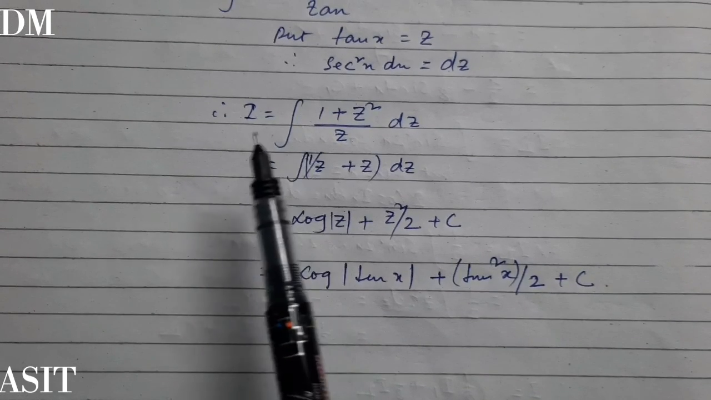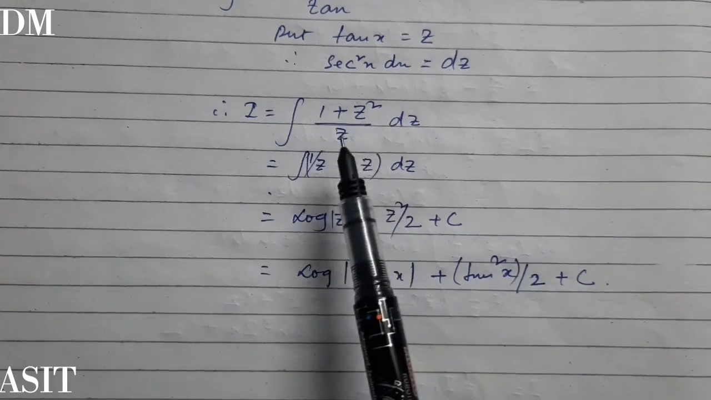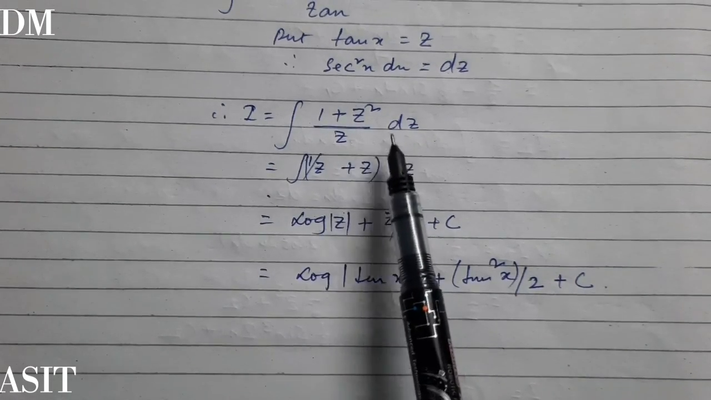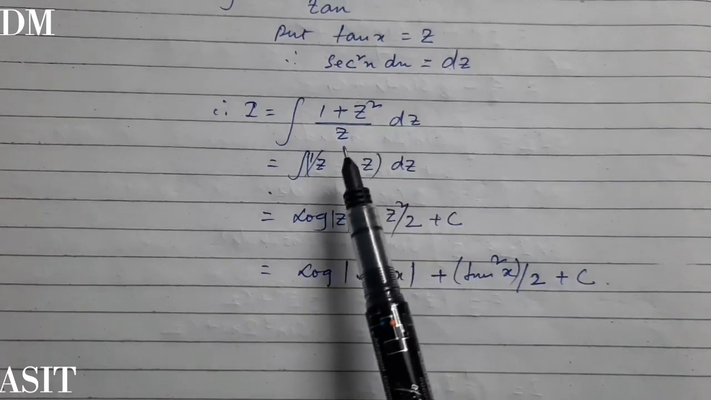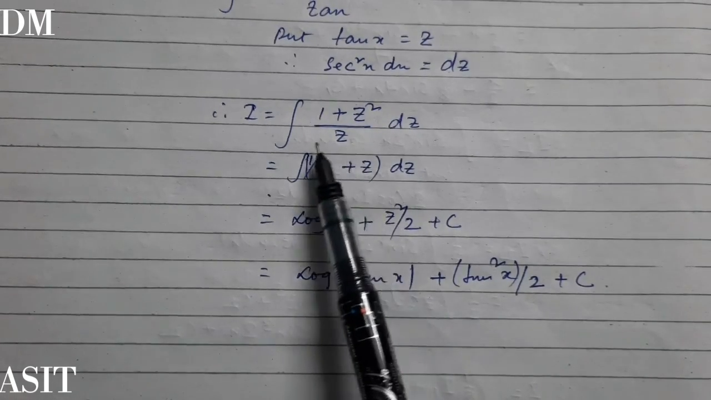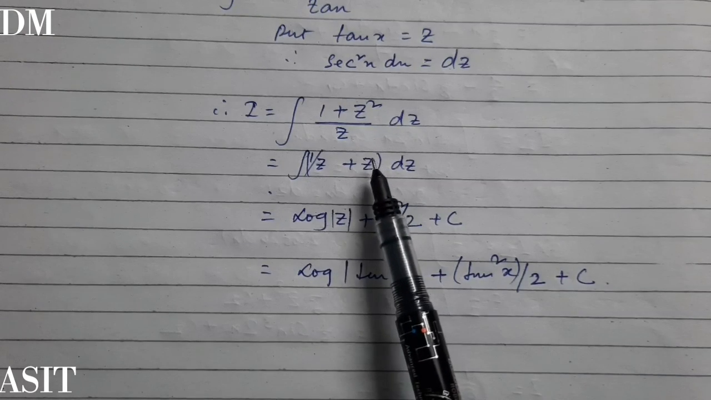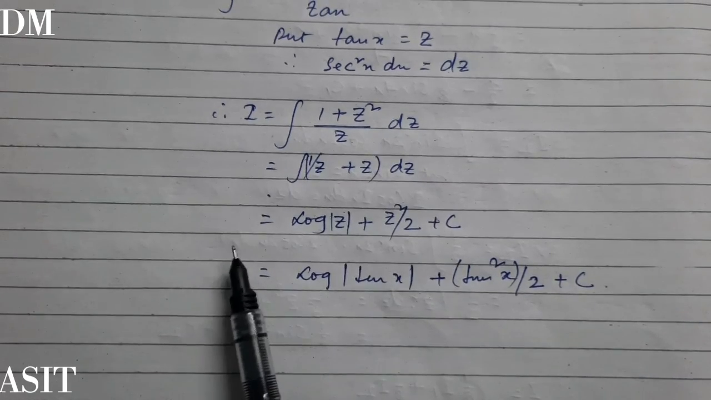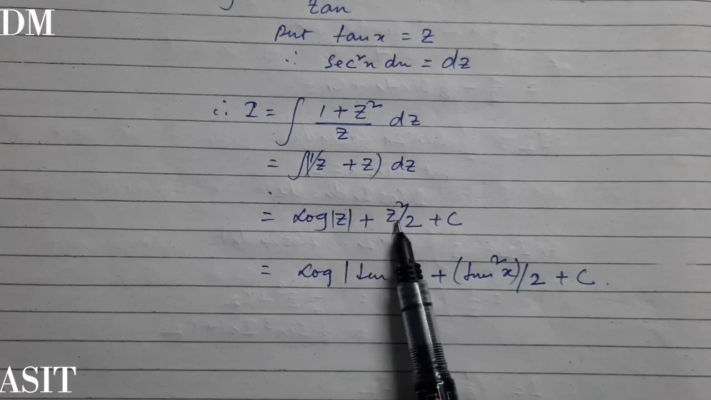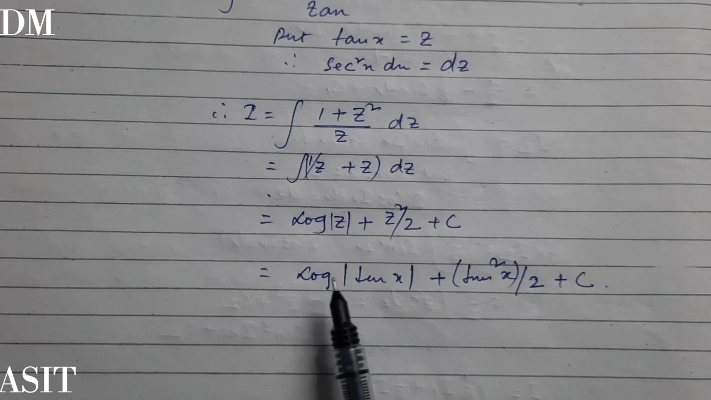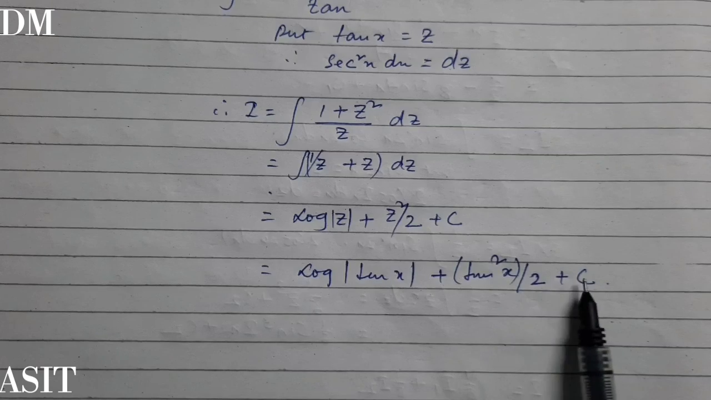Then we can write this integration I as 1 plus z square by z into dz, as it was 1 plus tan square x by tan x. Now if we distribute the denominator, it will be integration of 1 by z plus z dz. So this is equal to log mod z plus z square by 2 plus c. So we can write log of mod tan x plus tan square x by 2 plus c.